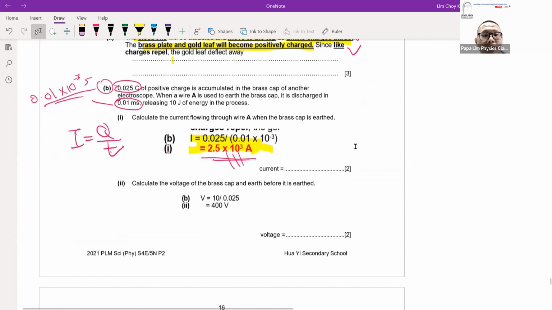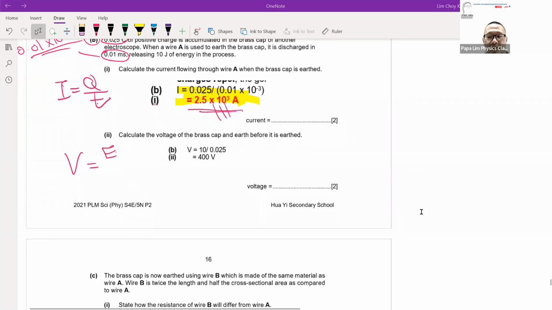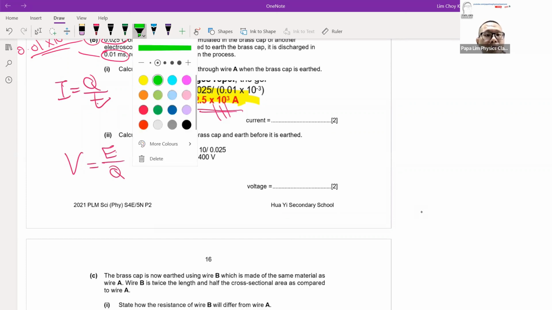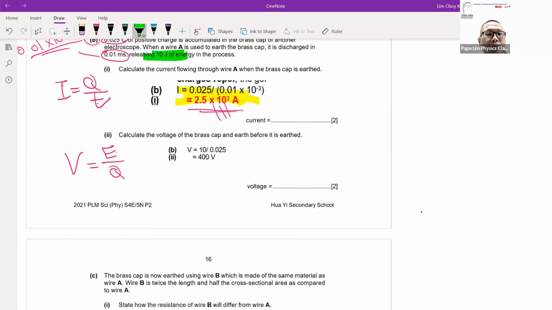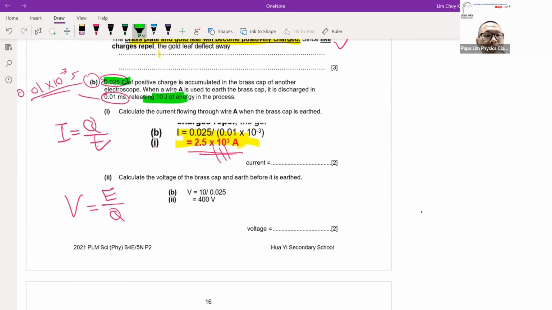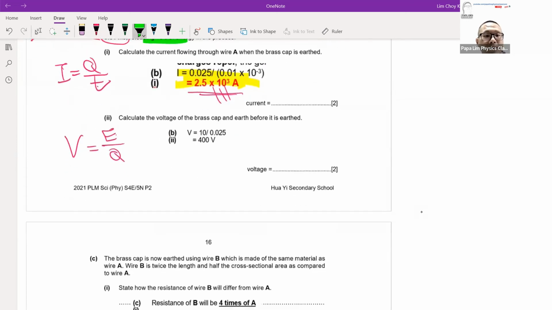Okay, same thing, what's the formula? Potential difference, other than V equal IR, there's another formula called energy divided by charges. Okay, the other formula that we look at is energy divided by charges. Not just V equal IR for potential difference, there's another formula: energy divided by charges. The amount of energy the question has given: 10 joules of energy is being released in the process. The number of charges given is 0.25. So you plug in the formula, you get the potential difference is 400 volts.